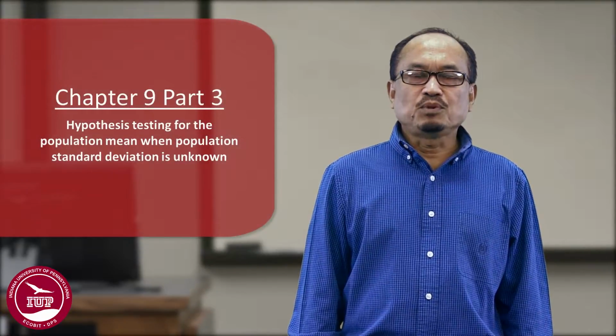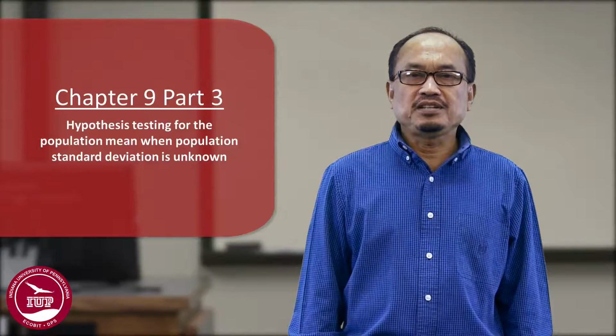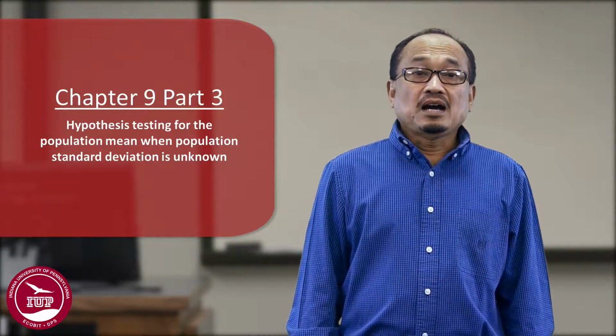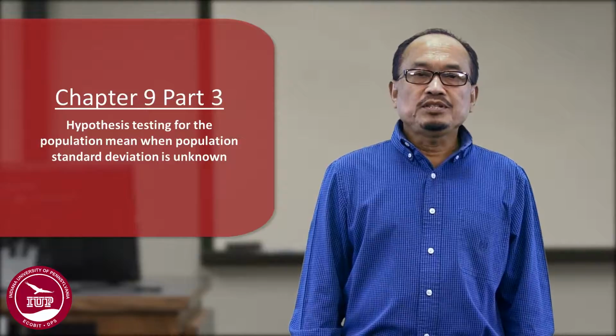Section 9.3: Hypothesis testing for the population mean when the population standard deviation is unknown. Up to this point in the chapter, we assumed that sigma, the population standard deviation, was known. However, in most hypothesis testing applications, this is not the case. If we knew the population standard deviation, we most likely would also know the population mean, which is the purpose of this hypothesis test. Therefore, we substitute the sample standard deviation, s, in place of sigma.